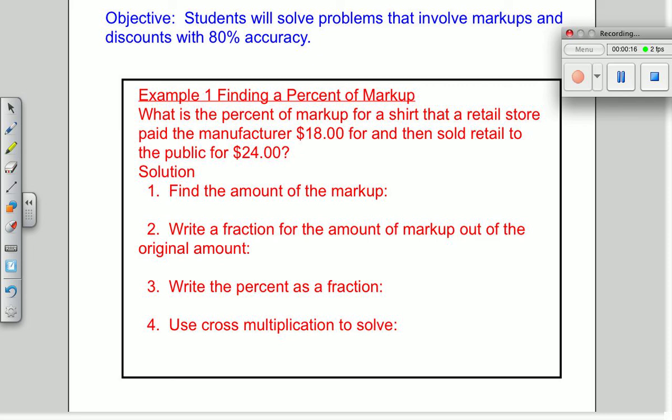So for the amount of markup, let's say Target pays $1 for a bag of hot Cheetos, and then they sell it to you for $1.50. What's their markup? 50 cents. In other words, they bought it from the Hot Cheeto Company for $1, and then Target marked it up 50 more cents for $1.50 to sell it to you so that they make money on it. Okay, that was a markup.